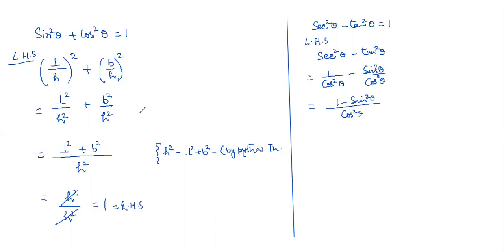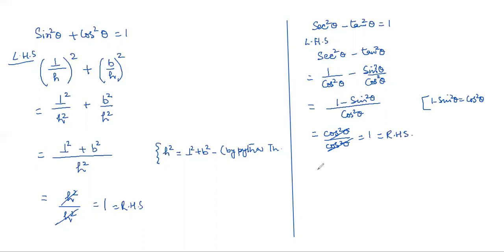Children, as we have just now proved this identity, so from this identity only, 1 minus sine square theta is equal to cos square theta. So 1 minus sine square theta is equal to cos square theta. Therefore, this can be replaced by cos square theta, and denominator is again cos square theta. Therefore, they will cancel each other and you will get 1, which is equal to RHS.